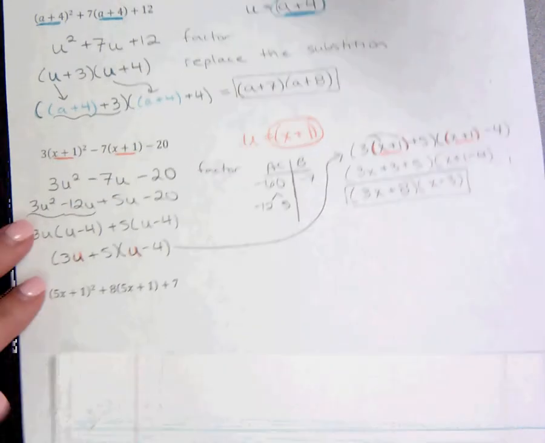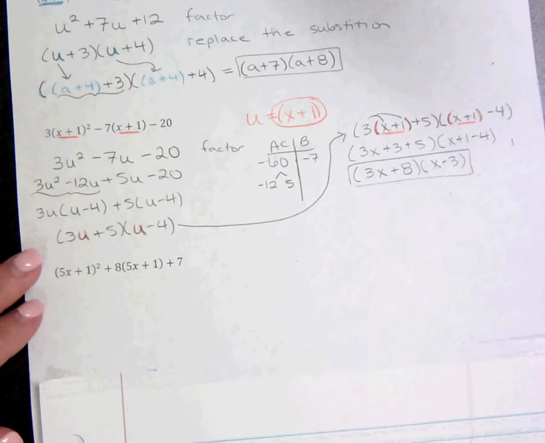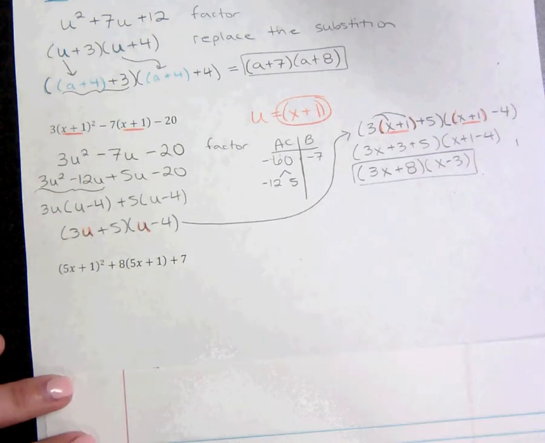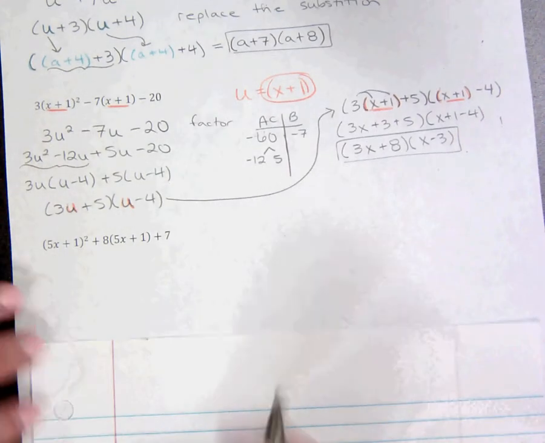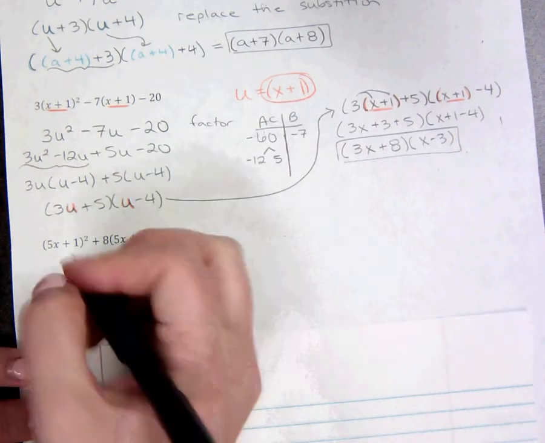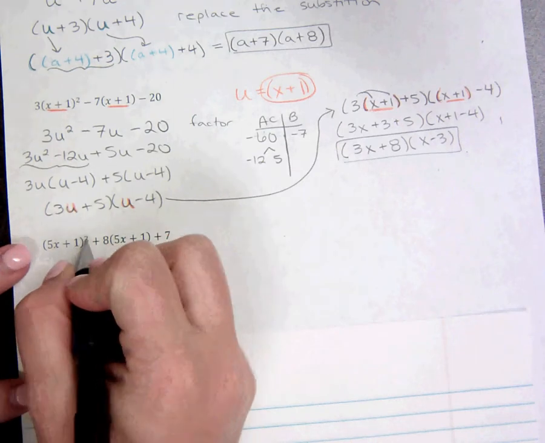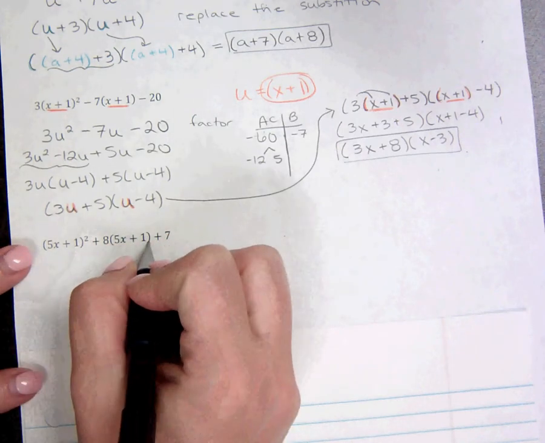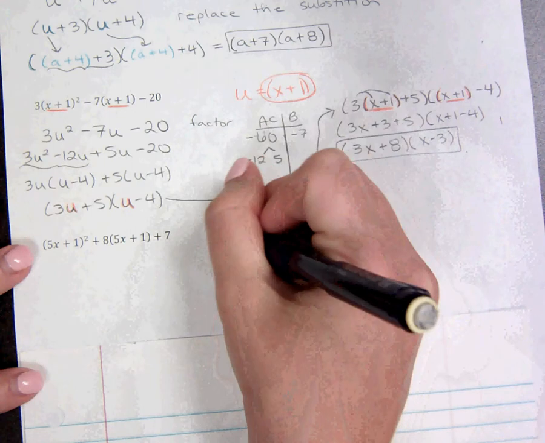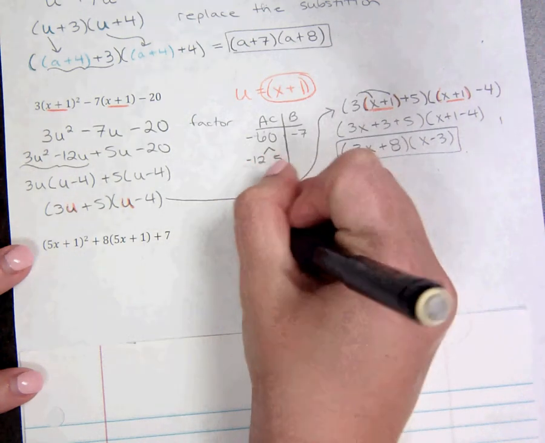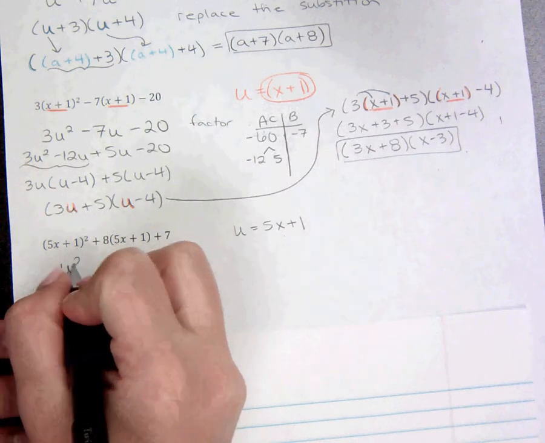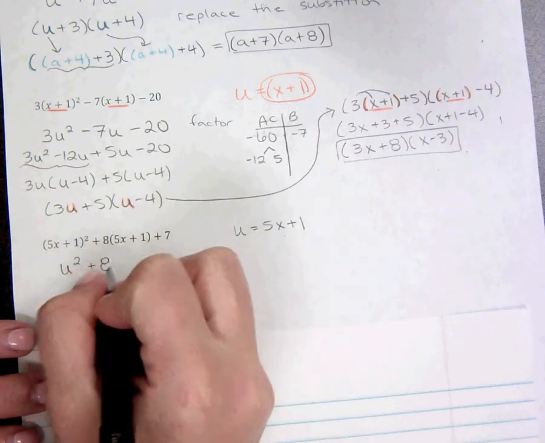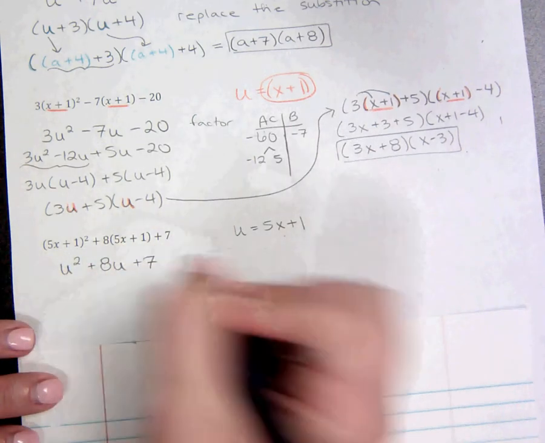Alright, if you want to try the next one, I do encourage you to try one on your own. Pause the video, try it, then play it back and see how you did. So let's look at the next one. We have 5x plus 1 squared plus 8 times 5x plus 1 plus 7. I'm going to take out 5x plus 1. That's going to give me u squared plus 8u plus 7.